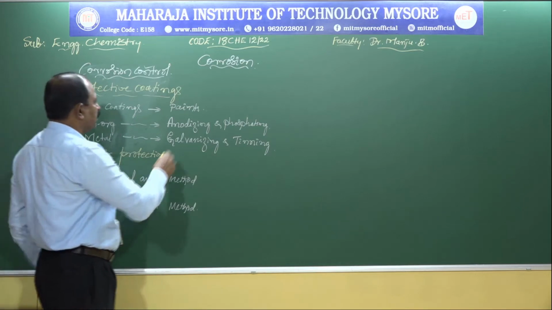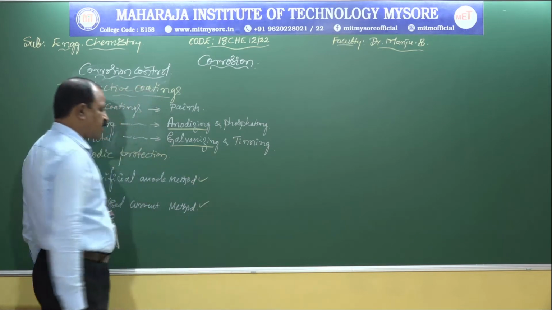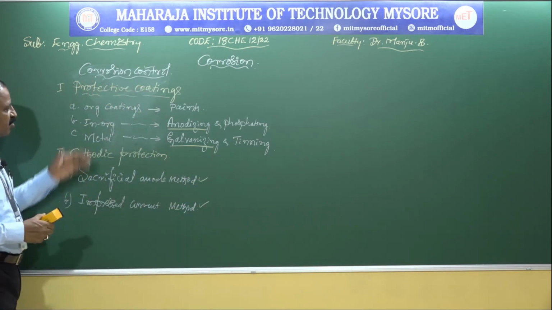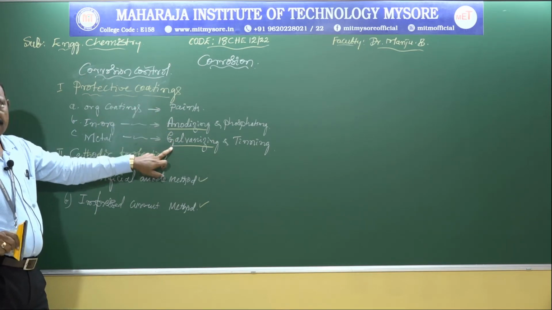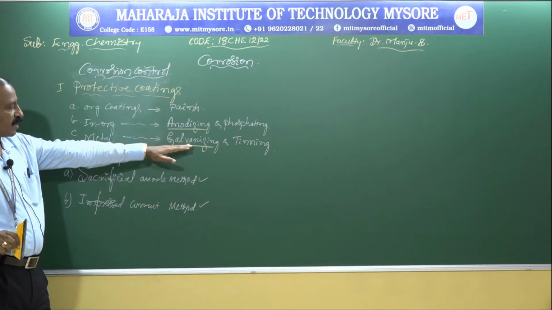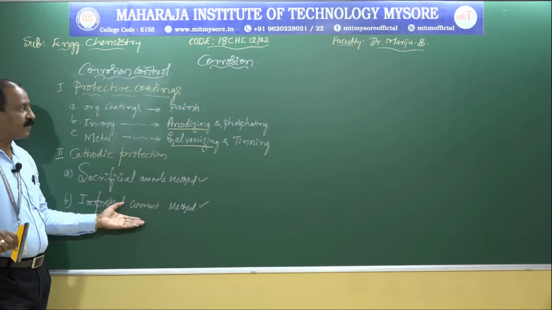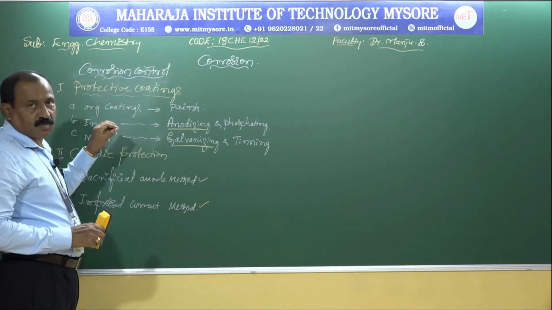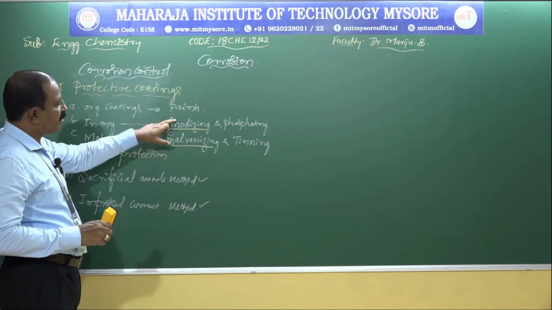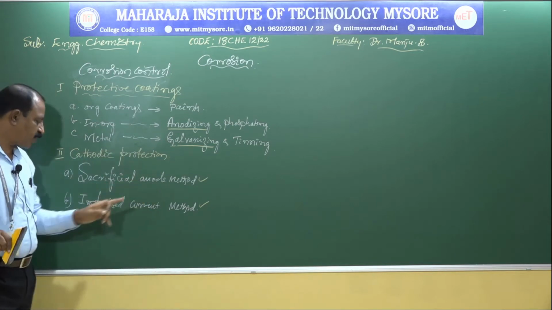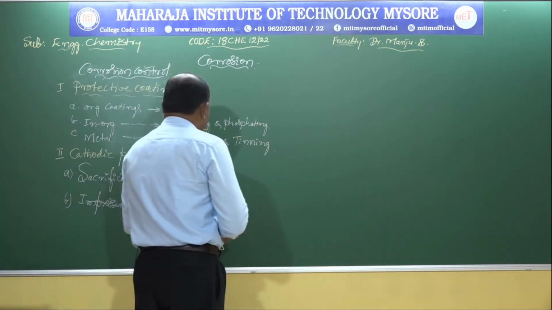Now I go to the first one, anodizing. Anodizing and galvanizing, these four techniques are important as per your syllabus. You have to concentrate on what is meant by anodizing and what the process is, what is meant by galvanizing, what the process is and how the galvanizing process is done, and then what the sacrificial anode method and the impressed current method are. Out of the general methods to control the rate of corrosion, you should concentrate on anodizing, galvanizing, the sacrificial anode method and the impressed current method. Now I will take up the first one, anodizing.